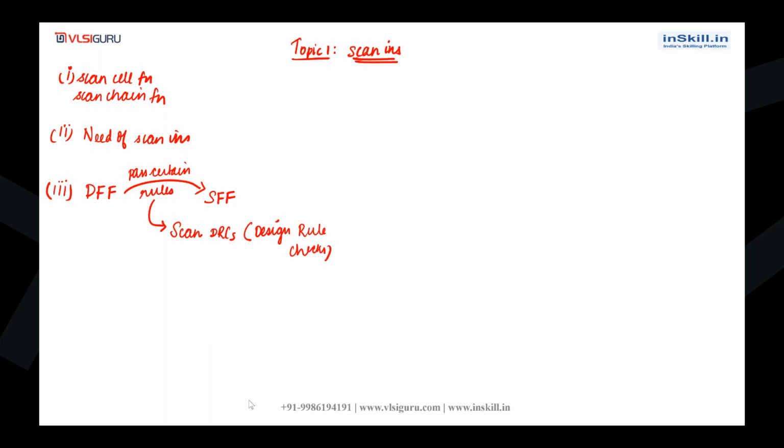Okay, so if a normal flop has to be converted to a scan flop, then it has to pass certain rules. Those rules are called the scan DRCs. DRC means design rule check. There will be various scan DRCs, like the clock controllability DRC, and the set reset controllability DRC.